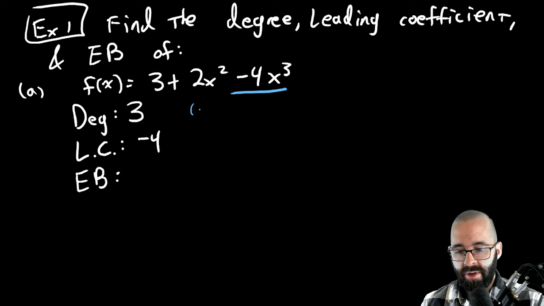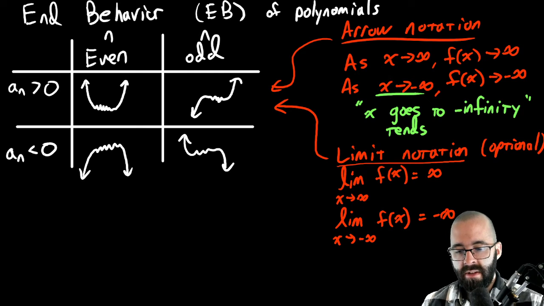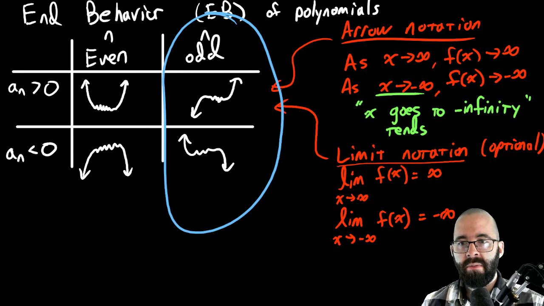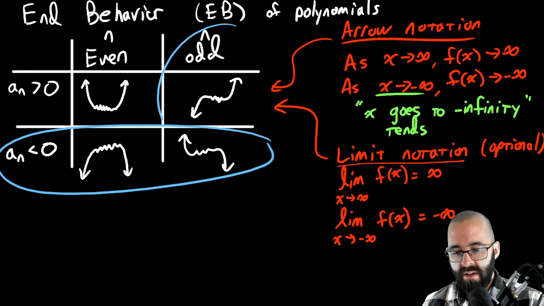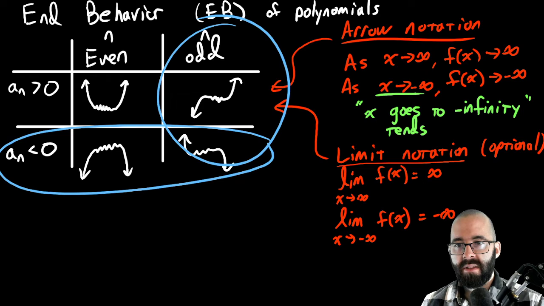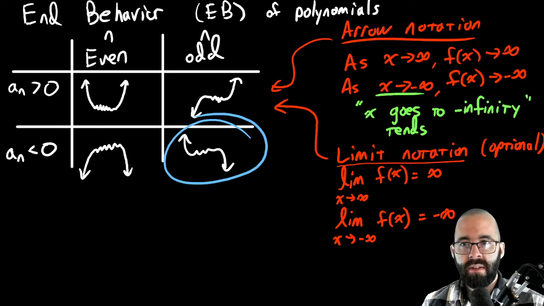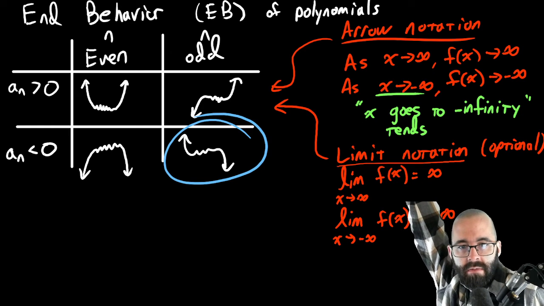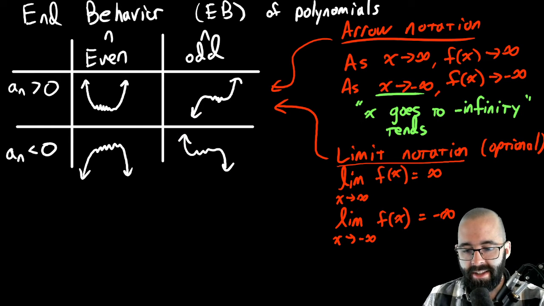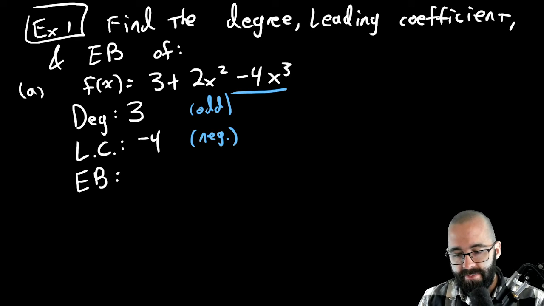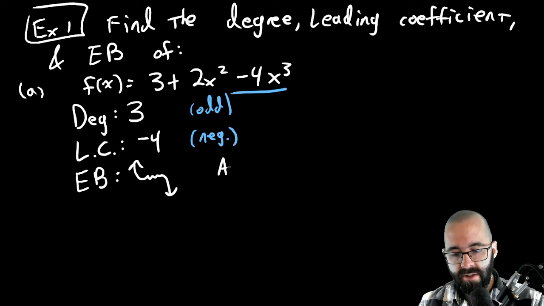All right, so we know that our degree is odd, and our leading coefficient is negative. So to look at our end behavior, degree is odd, means we're at one of these two. Leading coefficient is negative, means we're in this one. So where's the overlap? Well, we're in this situation. It looks like that. And that's how we answer. Like a negative cubic.